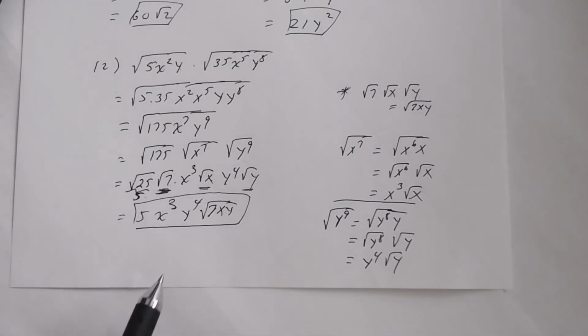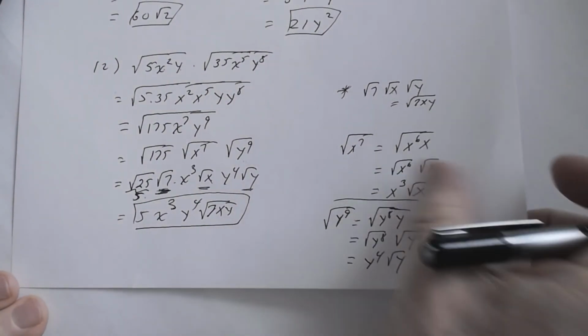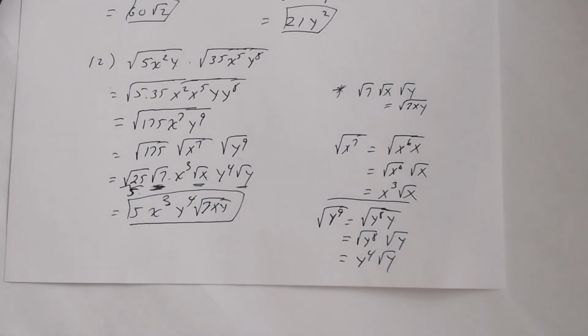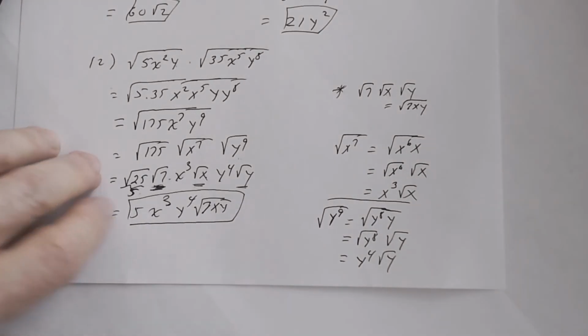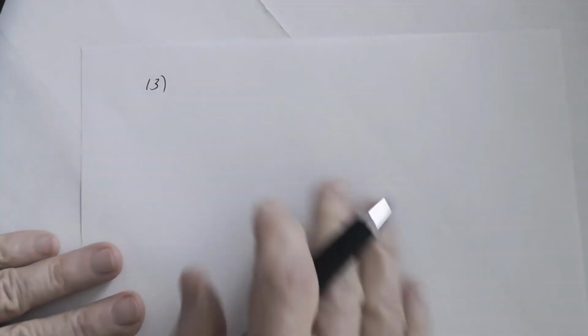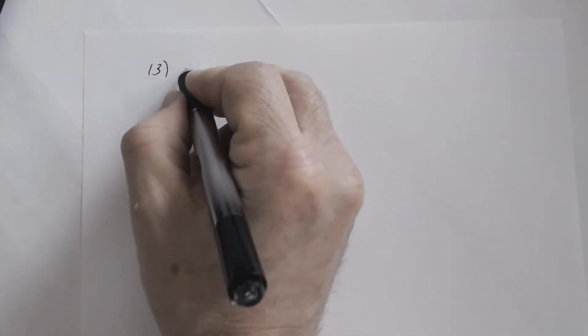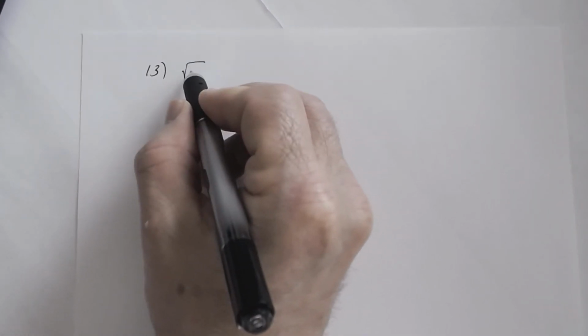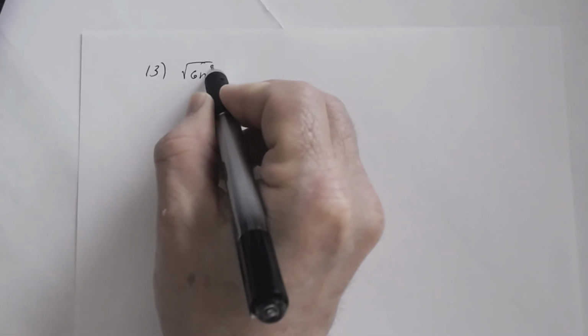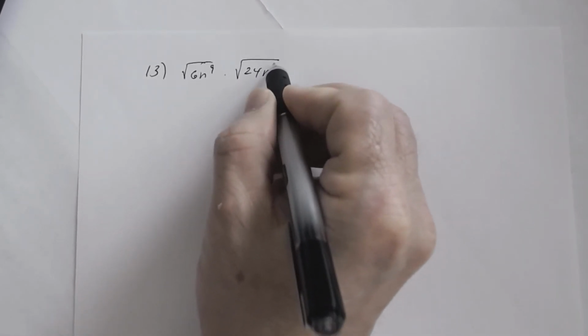Okay. All right, and then let's look at number 13. Let's do a couple more. So let's say number 13, I had this. I have the square root of 6n to the 9th times the square root of 24n to the 11th. Okay, so that's not going to be as bad as this one.